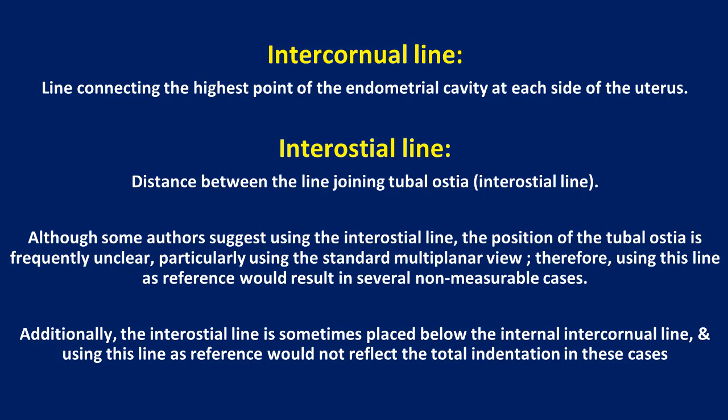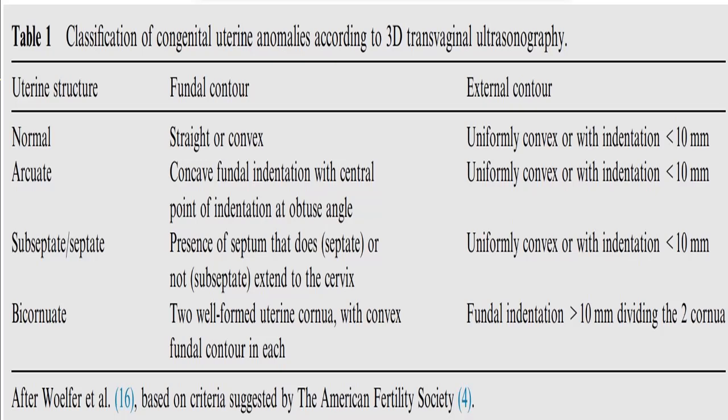But remember one thing, your sonologist should be smart enough, or if you are doing sonography by yourself, you should have only one reference line, either interosteal or intercornual. You can use intercornual line while mentioning the external fundal indentation, and using an interosteal line while mentioning the internal fundal indentation. Use only one line for mentioning both the things. Now, this is the classification according to transvaginal sonography of the septate and bicornuate uterus. Now, most important is the external fundal indentation.